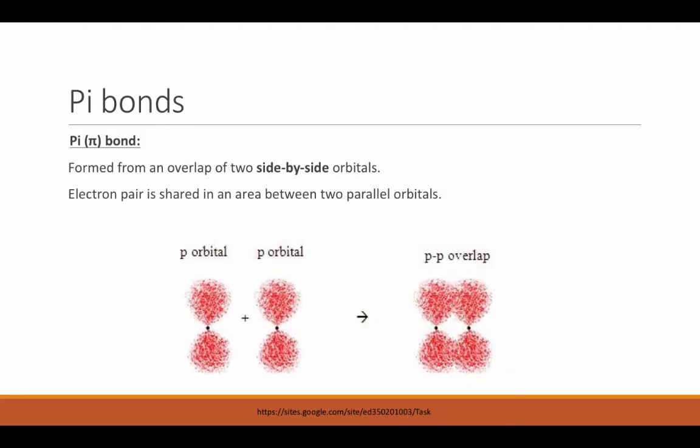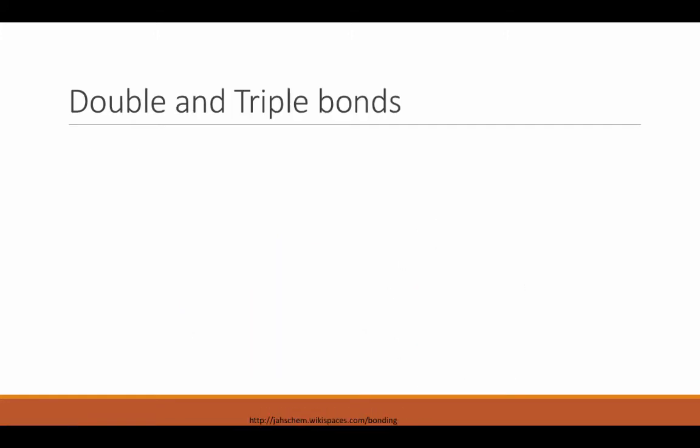Pi bonds, on the other hand, are formed by an overlap of two side-to-side orbitals. These are generally p orbitals. Here you see the side-to-side overlap of these two p orbitals.